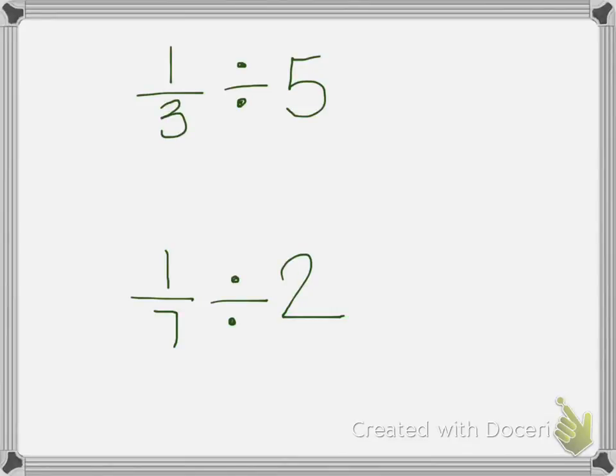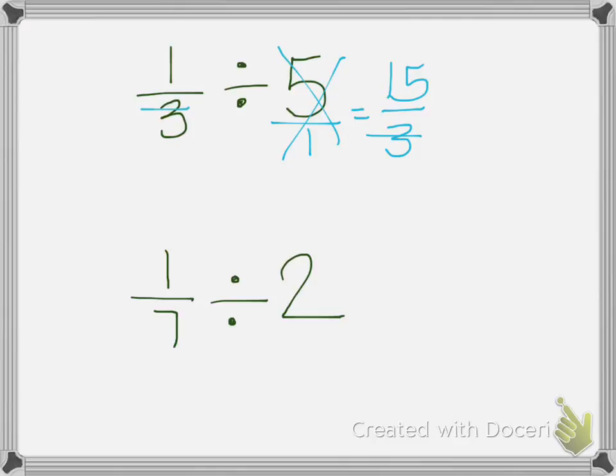Number 1 says use a common denominator to divide. So we have 1/3 divided by 5. Since we have thirds, we can change 5 over 1 into something over 3. 1 times 3 is 3. 5 times 3 is 15. So now we have 1/3 divided by 15 thirds.